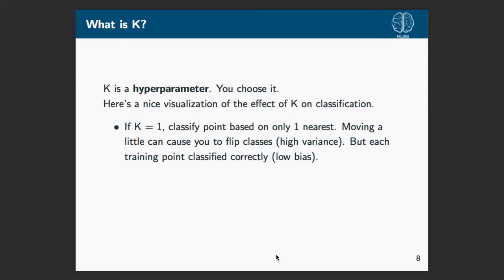So that's really high variance. This also means that there's low bias, because if your decision boundary is really jagged, then all your training points will be classified correctly. So that's really low bias.